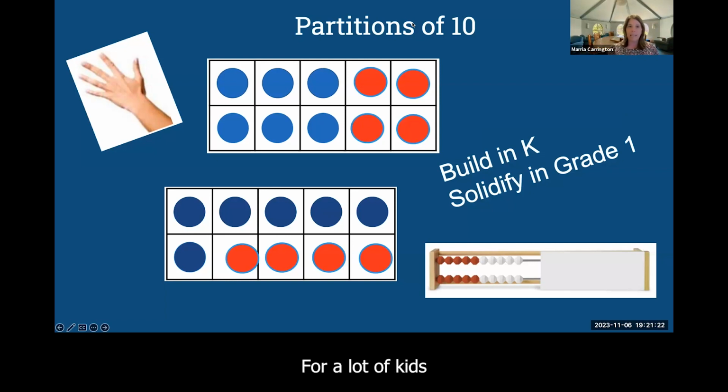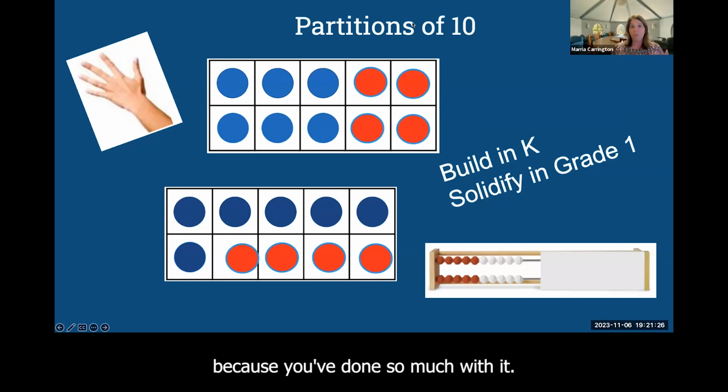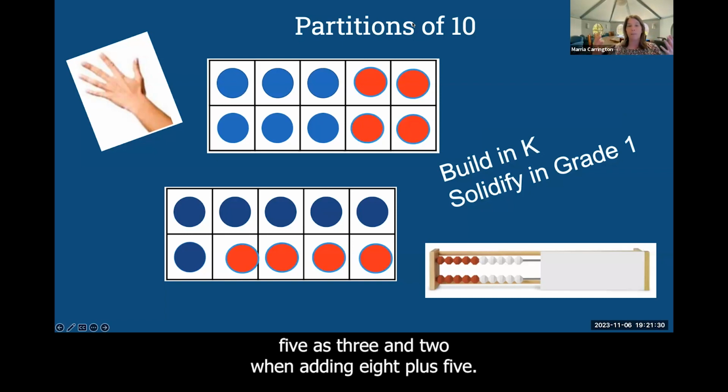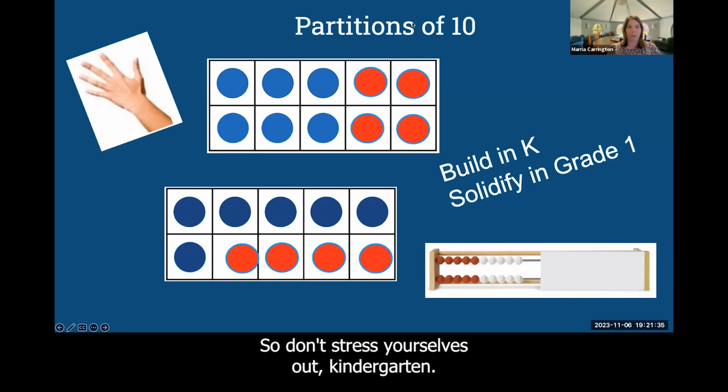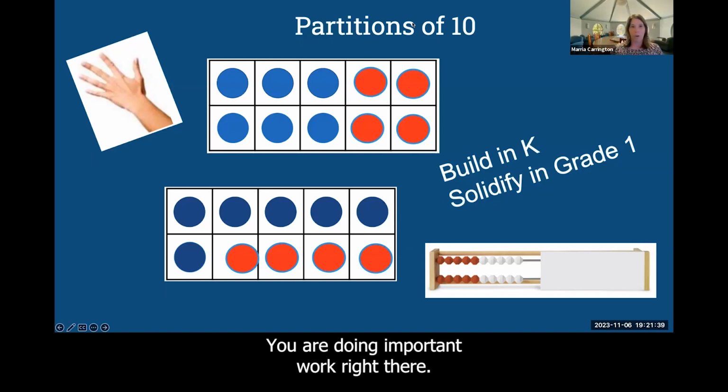So I always tell kindergarten teachers, yes, your standard says fluency to 5, and you're building within 10. For a lot of kids, they might be able to tell you 3 and 2 is 5 because you've done so much with it, but it's not until their first grade year that they might be able to break apart 5 as 3 and 2 when adding 8 plus 5. So don't stress yourselves out, kindergarten. Work on it, build it. You are doing important work right there.